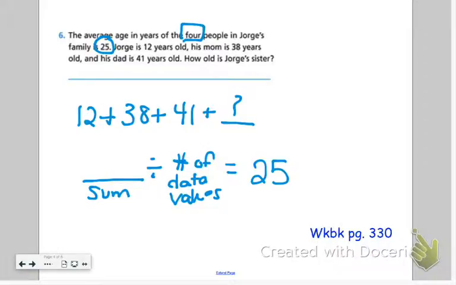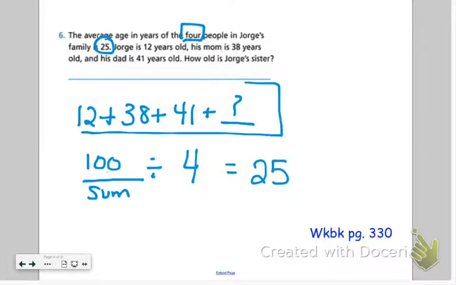So now let's think, oh, do we have the number of data values? Yes, we do. The number of data values is 4. So what number divided by 4 is going to give you 25? You could work backwards, do the inverse operation, multiply by 4. You're going to end up getting 100. 100 divided by 4 gives you 25. So that means all of these ages need to add up to 100. Well, we have 12, we have 38, we have 41. What do we have so far?